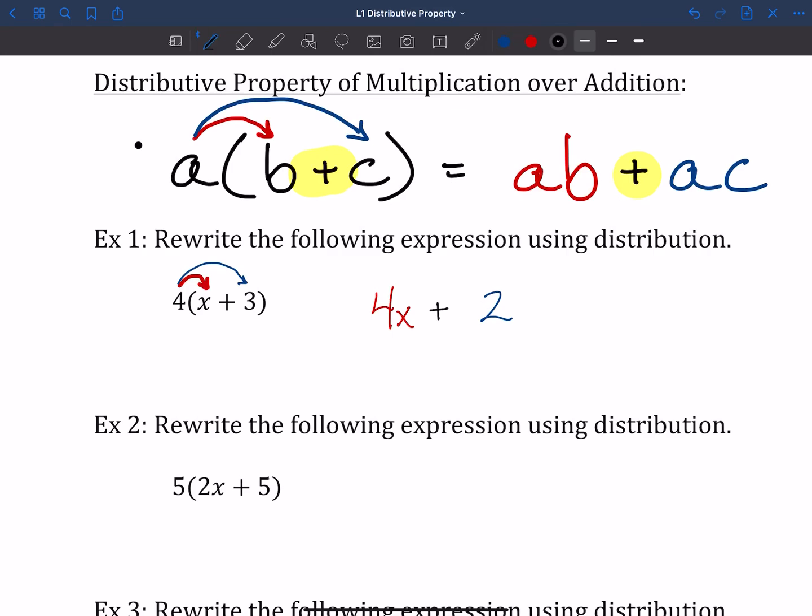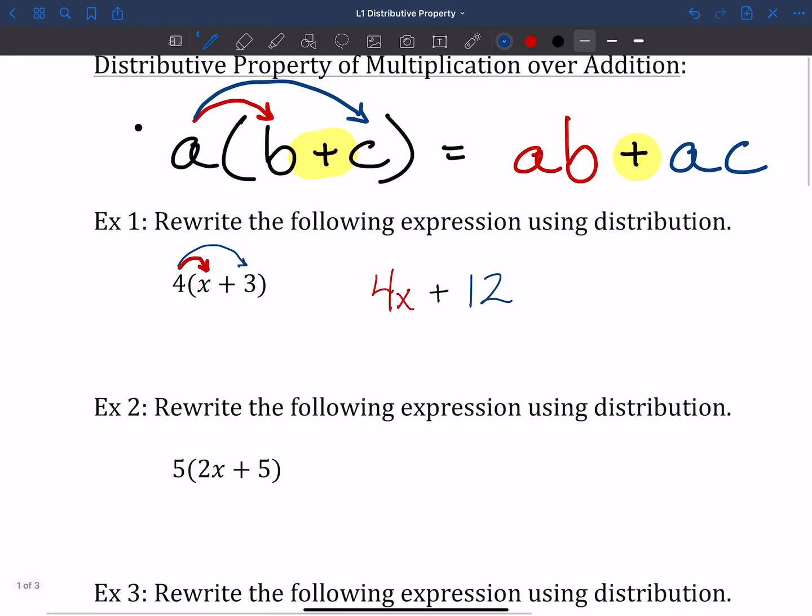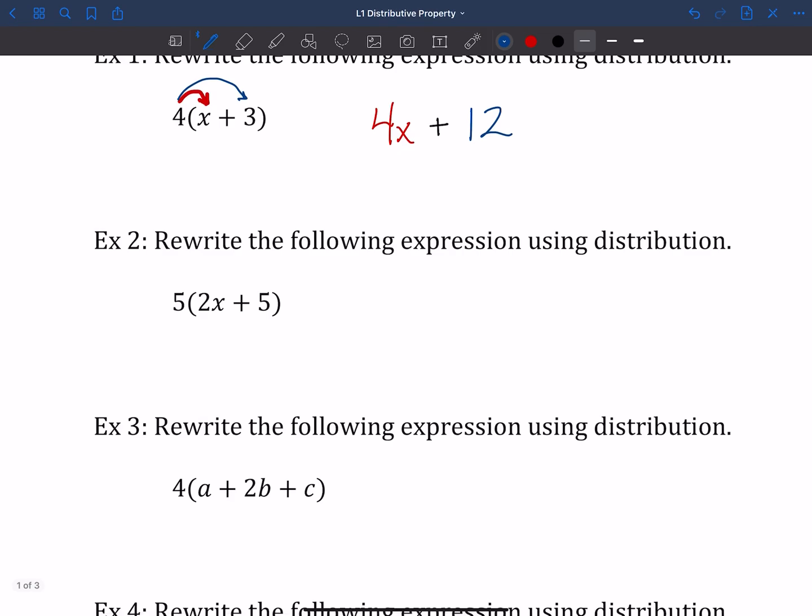I'm going to clean up that 12 a little bit. All right, so there we go. 4x plus 12 is our answer. We have rewritten that expression. I don't know what that's going to come out to be, like, I don't know what x is. I can't really get any further, but that's all we're really trying to do. All right, let's try another one out.